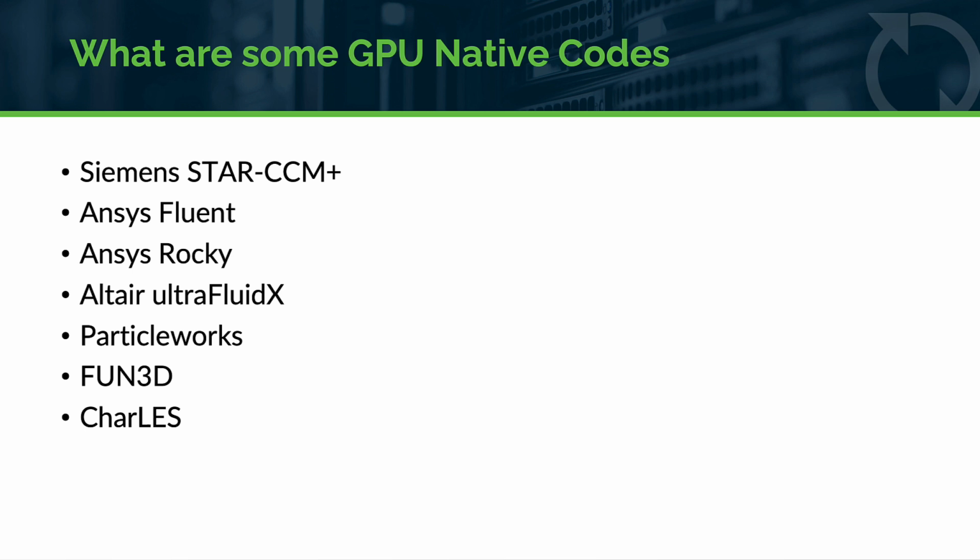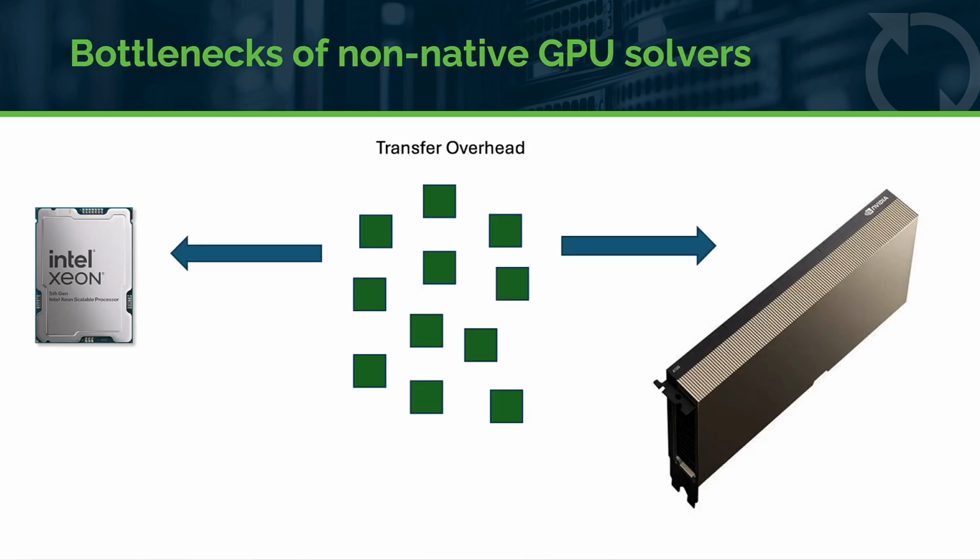There's a lot of GPU native codes now: Siemens Star-CCM+, Fluent, Rocky, UltraFluidX, ParticleWorks, Fun3D, Charles. There's just a whole bunch. And so I think all the major CFD solvers will eventually have a GPU native version of them, just because of the tremendous speed improvements that you can see through a GPU.